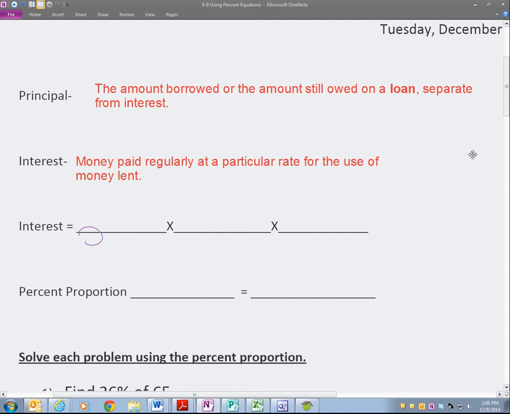Principal is the amount borrowed or the amount still owed on a loan from interest. Interest, money paid regularly at a particular rate for the use of money lent.